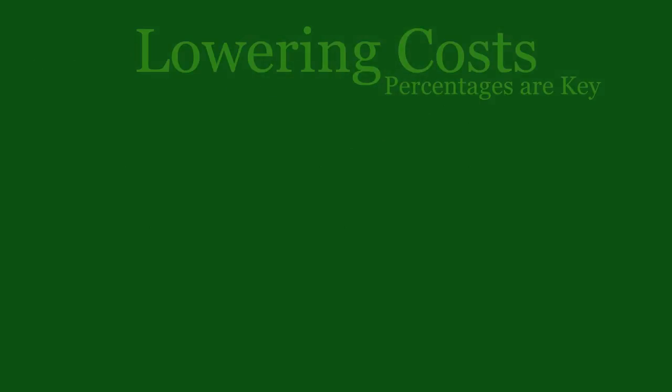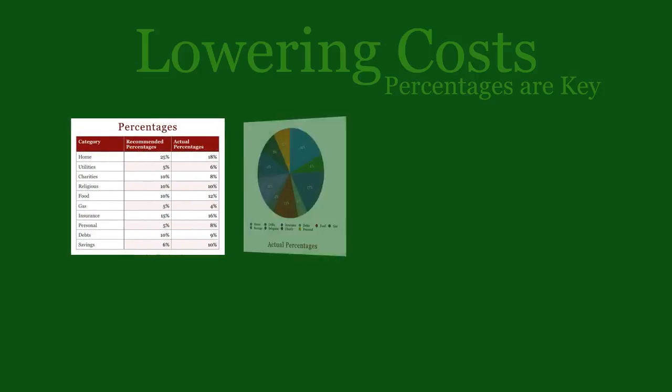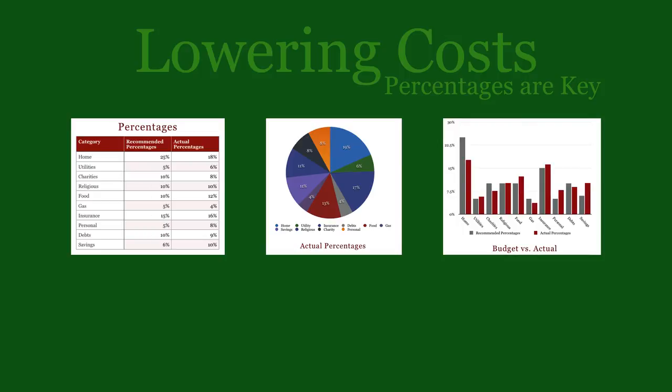The percentages are key. If you remember, on the very first page or tab of your spreadsheet, we had a summary sheet, and it incorporated a lot of these sections. We had our percentages section, we had our pie chart that shows the actual percentages, and your budget versus actual percentages chart. So all of these are taking your budgeted amount in your recommended percentage column. It's taking your budgeted amount and determining what percentage of your income is being used for that expense, and it's identifying that percentage. And it's also doing the same thing for your actual percentages.